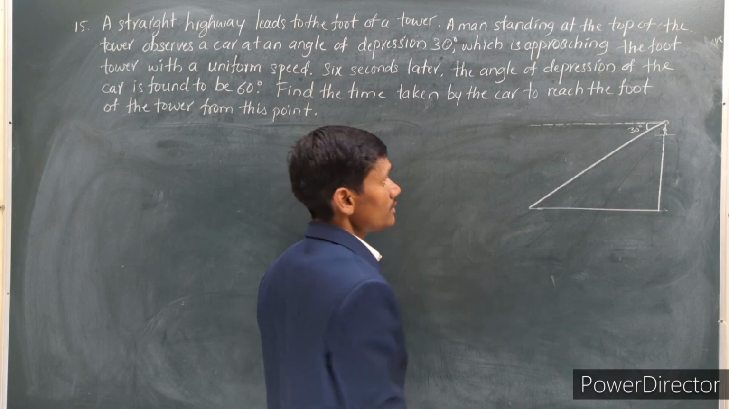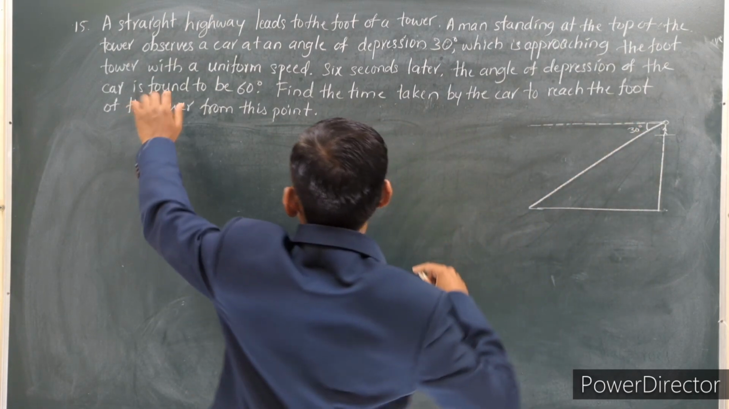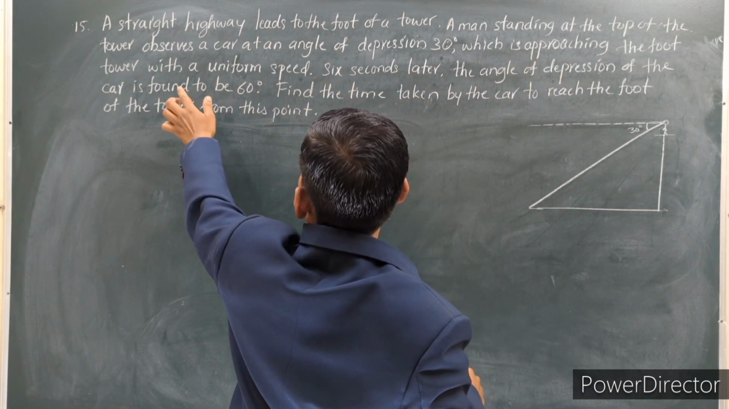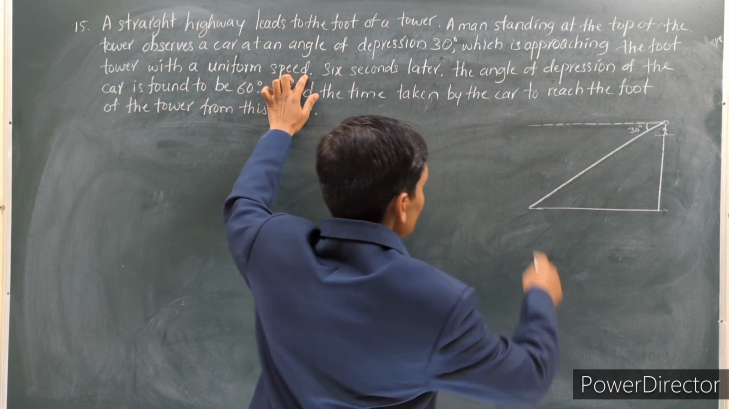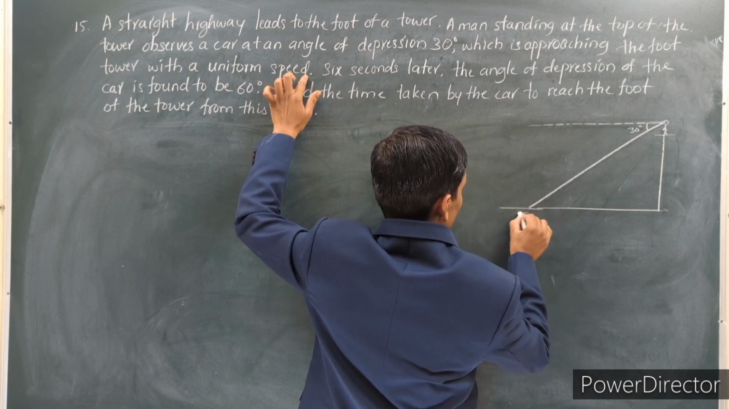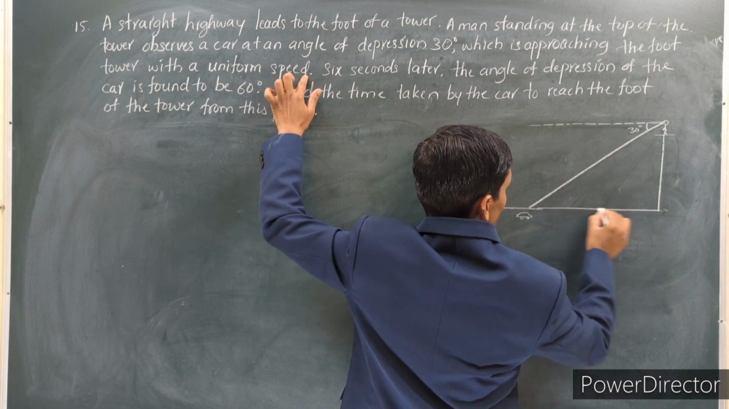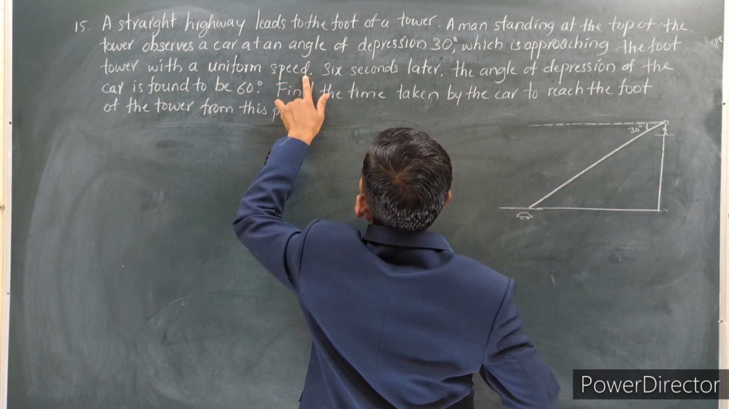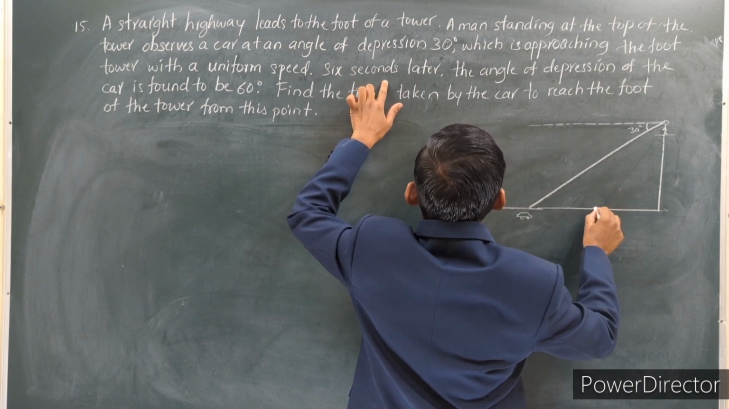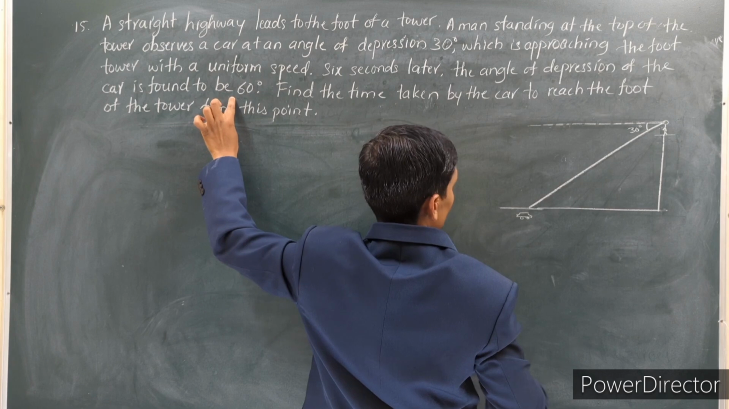Now, one more thing they are giving here: the car is approaching the foot of the tower with a uniform speed. This car is coming from here, right? This car is approaching the foot of the tower, which means it is moving towards the tower with a uniform speed. 6 seconds later, that is after 6 seconds, the angle of depression of the car is found to be 60 degree.